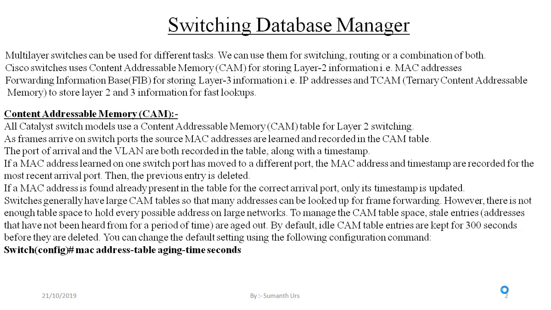If a MAC address is found already present in the table for the correct arrival port, only its timestamp is updated. Switches generally have large CAM tables so that many addresses can be looked up for frame forwarding. However, there is not enough space to hold every possible address on large networks. To manage the CAM table space, the stale entries, that is addresses that have not been heard from for a period of time, will be aged out.